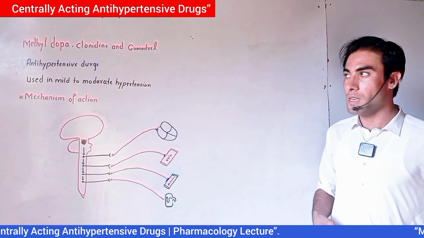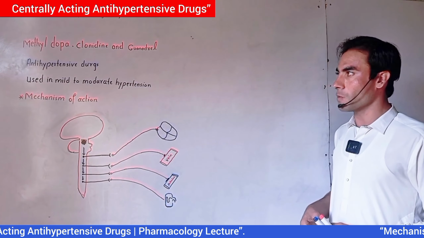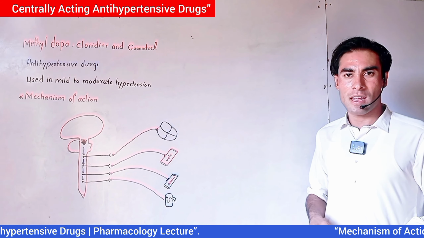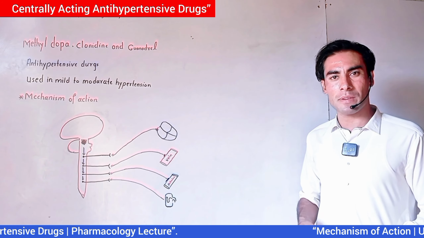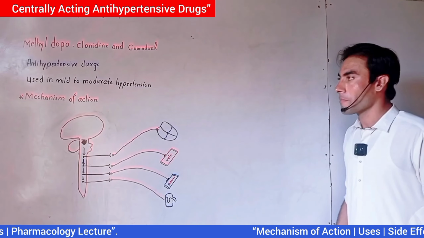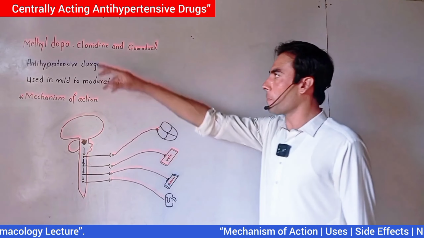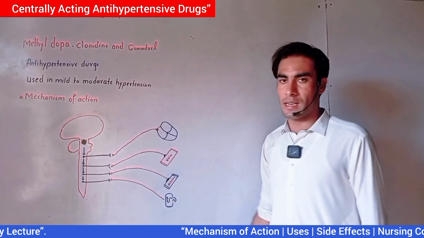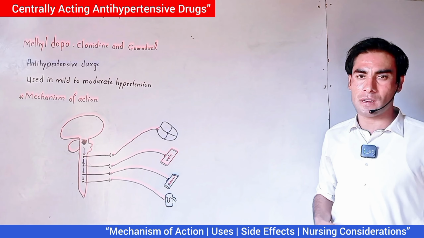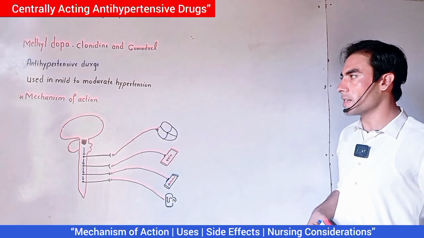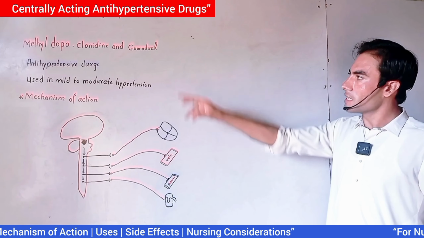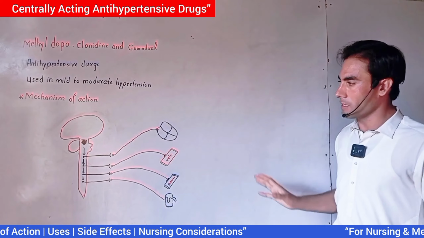So, actually, these are antihypertensive drugs and act on preganglionic nerve fiber or neuron and stimulate alpha 2 receptors, which inhibit the release of norepinephrine. So, methyldopa, clonidine, and guanadrel are antihypertensive drugs used in mild to moderate hypertension. So now let's come to the mechanism of action, that is, how these drugs alter the activities.